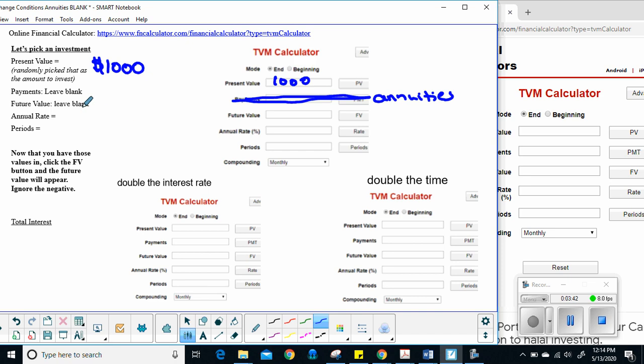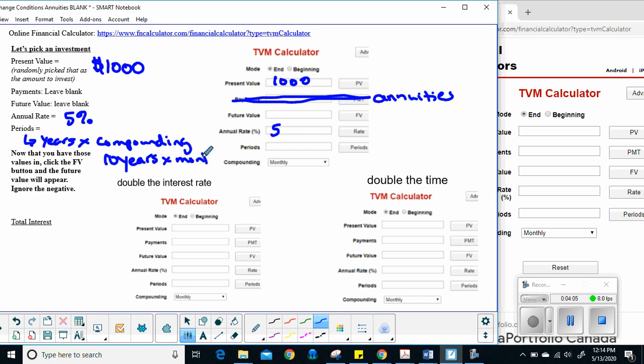My annual interest rate, I don't know. Let's say we're going to have 5%. Sure. We're going to stick in 5. And then periods, well, that's our years times how often we're compounding. So how long do we want this investment to last? I don't know. 10 years? Sure. 10 years. And let's do it monthly. So remember, monthly means 12. So 10 times 12. Oh, nice, easy numbers. Look at that. 120. And the calculator automatically comes up as monthly. So yes, we're going to keep it as monthly.